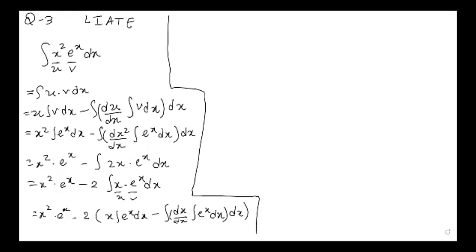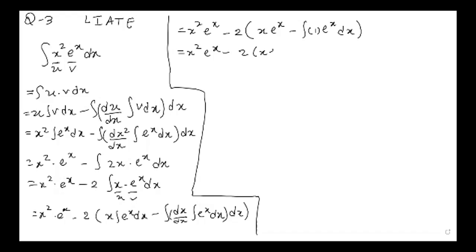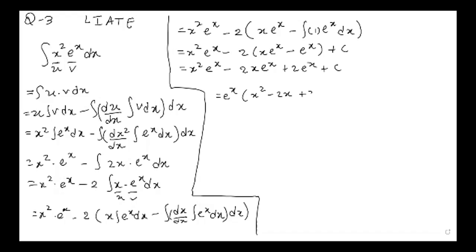So you can see that here I am applying integration by parts twice in the same sum. x e raised to x, integration is e raised to x, minus derivative of x is 1, e raised to x integration is e raised to x only, dx. So x square e raised to x minus 2 bracket x e raised to x minus e raised to x, plus c. If I open this bracket, I will have minus 2x e raised to x, minus minus plus 2 e raised to x plus c. If I take e raised to x common outside, then I will have x square minus 2x plus 2, plus c. This is my final answer.